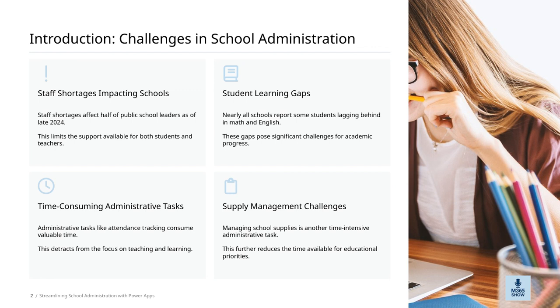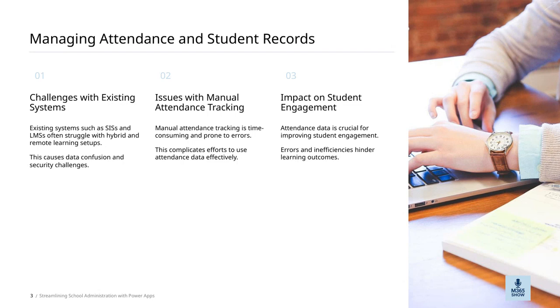Finally, staff shortages are a significant concern. As of late 2024, about half of public school leaders report that they're experiencing staff shortages. This situation really limits the support that can be provided to both students and teachers, making it even harder to meet everyone's needs effectively. All of these challenges highlight the need for smarter, more efficient solutions to improve school administration and, ultimately, student success.